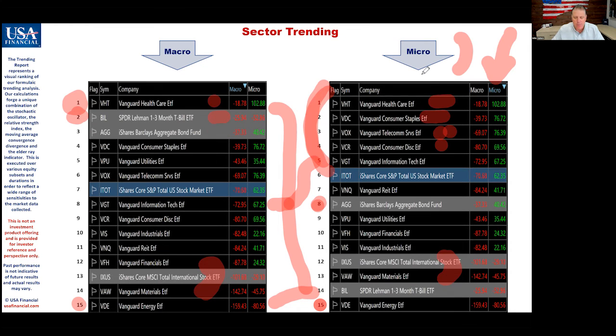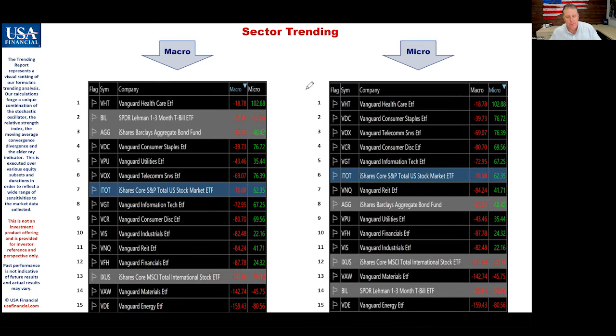Now here, if we jump to the sector viewpoint, we're now looking at the subsets within that S&P 500. Once again, we've got cash sitting up here at a top spot.